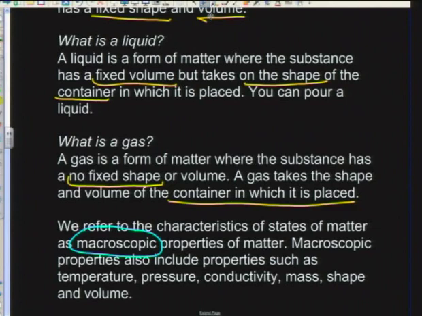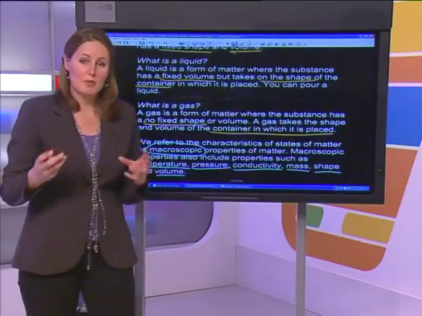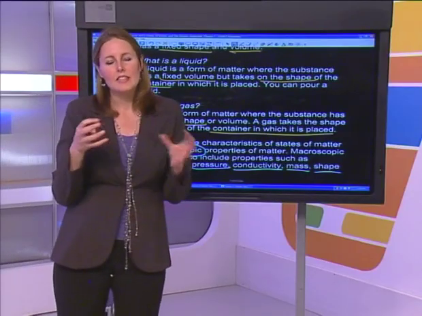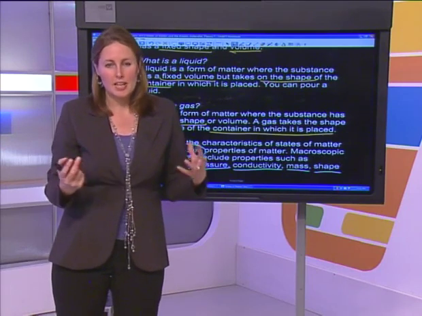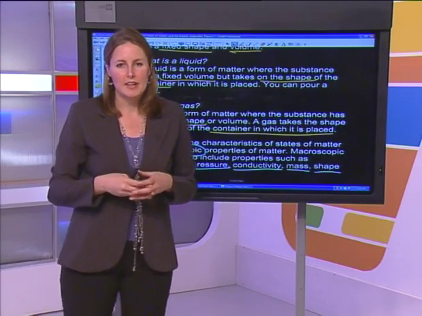These also include properties like temperature, pressure, the conductivity. We spoke significantly about conductivity last time, mass, the shape, and the volume. So these are all things we can measure, we can see, we can interact with, as we can measure those various large-scale properties that we can usually see with the naked eye.